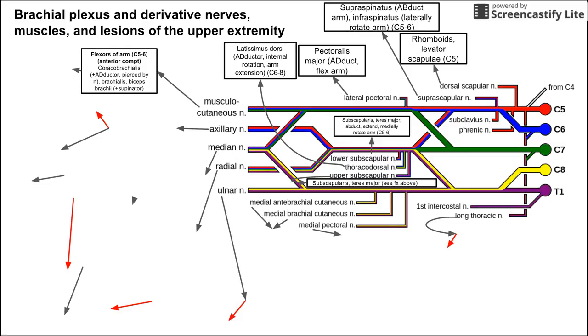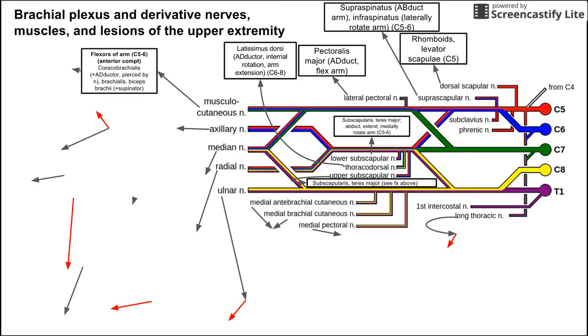Now, let's talk about the big 5 terminal branches. There's a lot associated with these. We're going to start from the top with the musculocutaneous nerve. Musculocutaneous primarily innervates the flexors of the arm, especially in the anterior compartment of the upper arm. The 3 main muscles here that are flexors are the coracobrachialis, the brachialis, and the biceps.